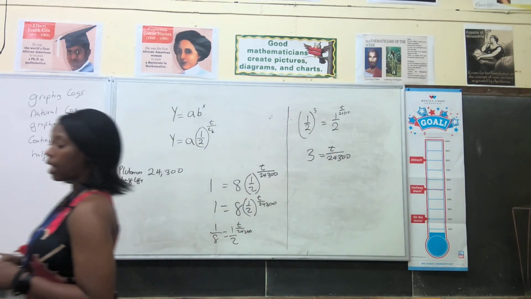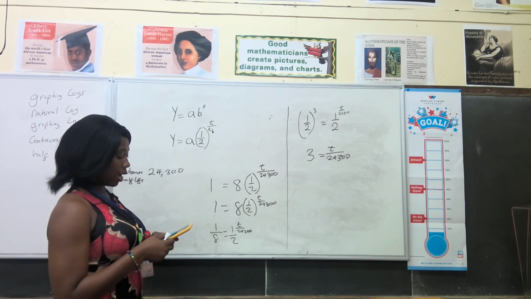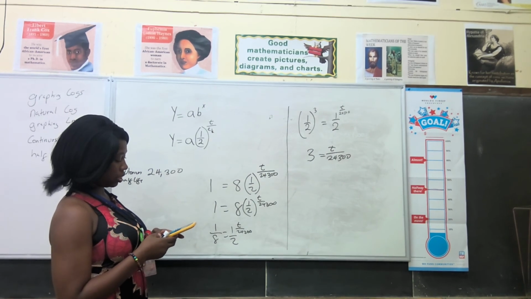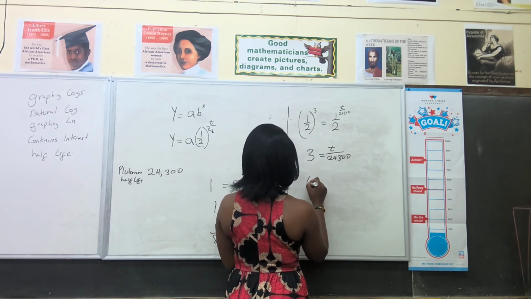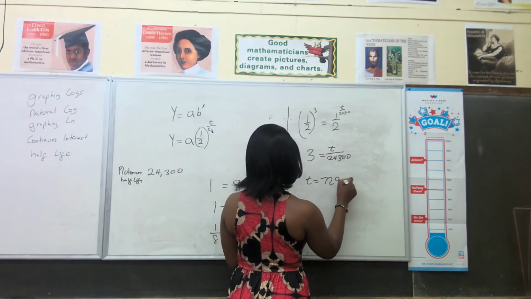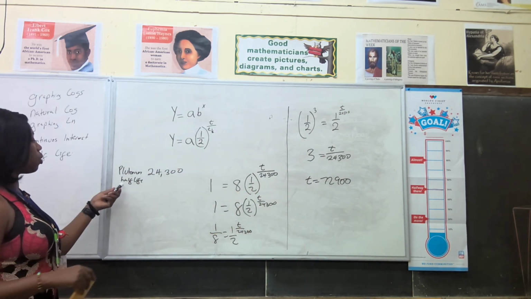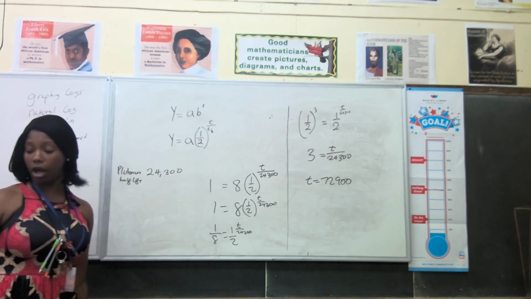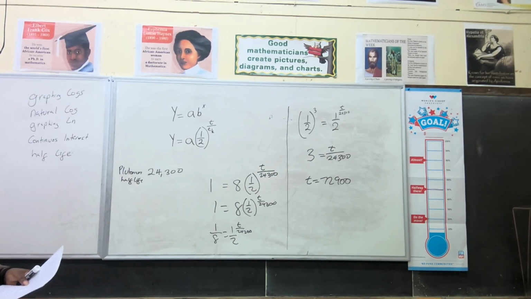So I'm going to multiply both sides by 24,300. I know that 3 times 24,300 is 72,900. So in 72,900 years, this plutonium will reach 1 gram. The 8 grams of plutonium on the nuclear bomb will reach 1 gram left in 72,900 years. So this is how you do half-life problems.